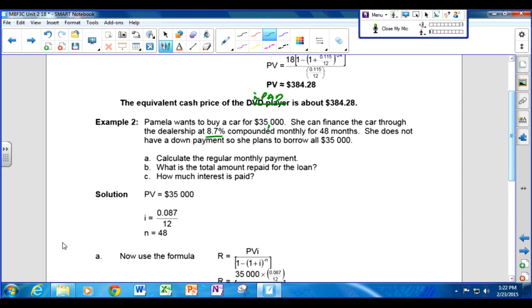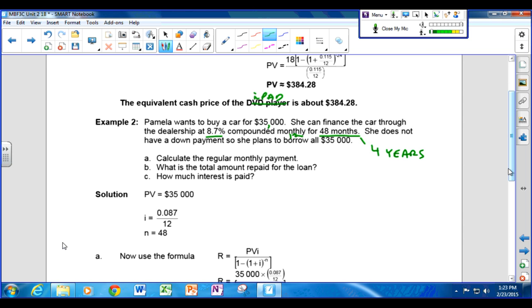So there's 12 for 48 months. How long is that? It's 4 years, isn't it? Now that's something to keep in mind. A $35,000 car, is it new? Is it used? Is it going to last 4 years? Are her circumstances going to change in 4 years? All sorts of things to think about when we're making these decisions.